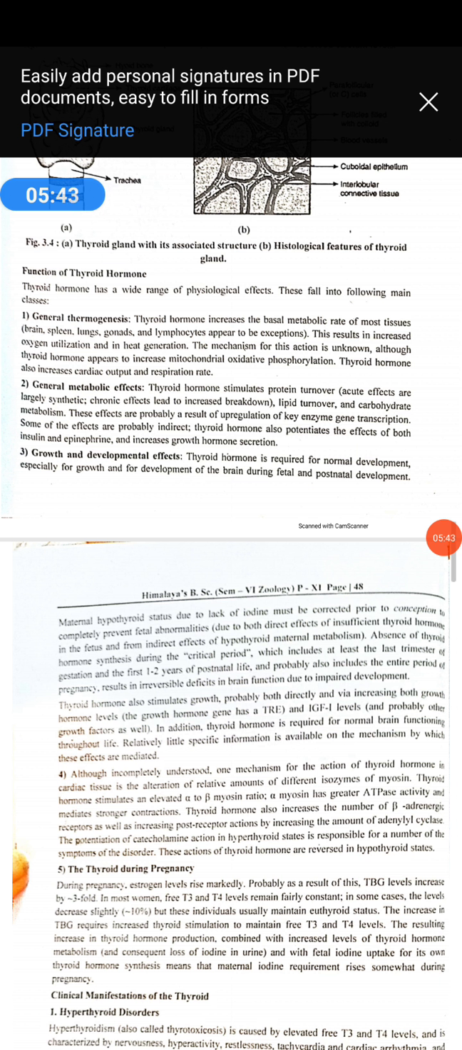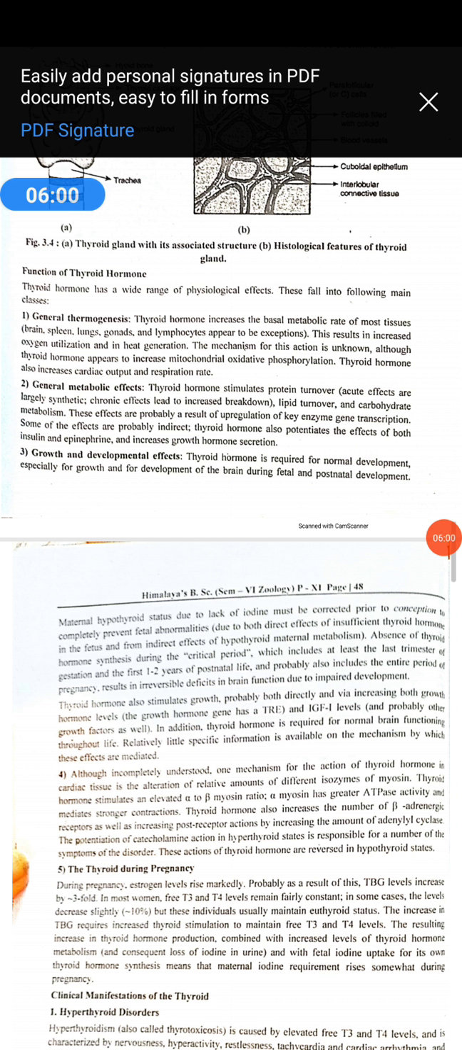The thyroid hormone thyroxine also supports the process of RBC production and the maintenance of water and electrolyte balance in the body. It also regulates reproductive cycles in females, that is the menstrual cycle.